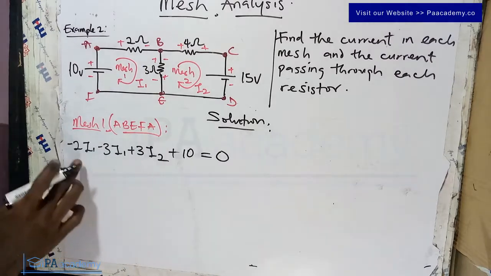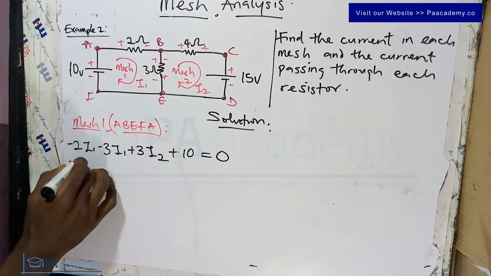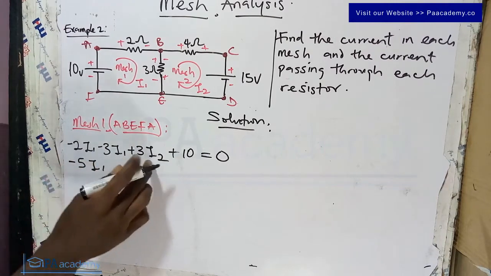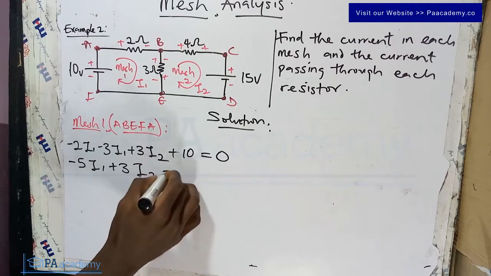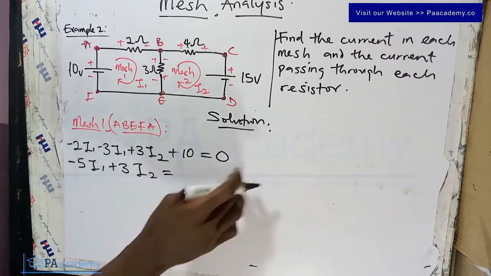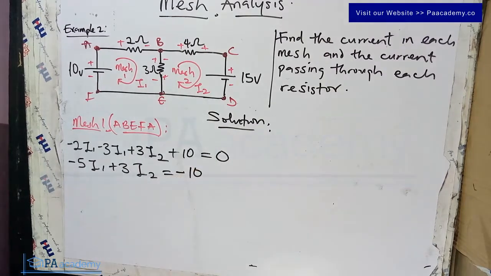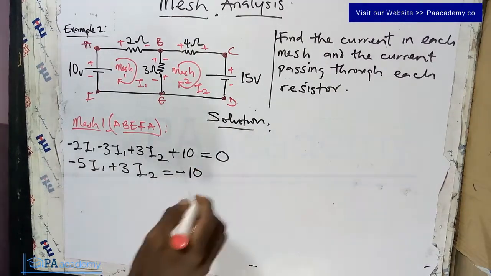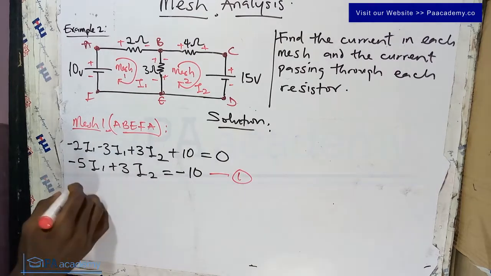So now let's simplify this. Minus 2I1 minus 3I1 will give us minus 5I1. Then we have plus 3I2, then equals to, so if this plus 10 should come to the other side of the equals to sign, it becomes minus 10. So with that, now we can have that to be our equation 1. So that's for mesh 1. So now let's go to mesh 2.